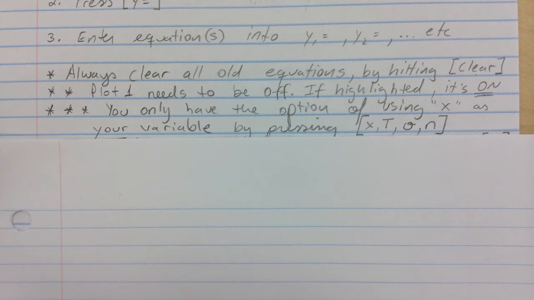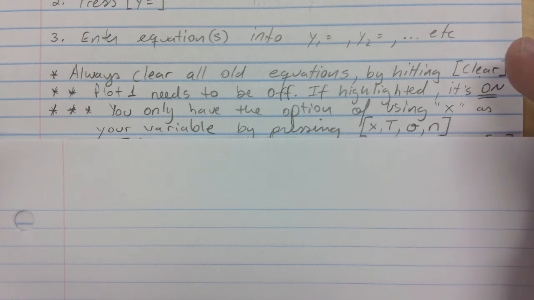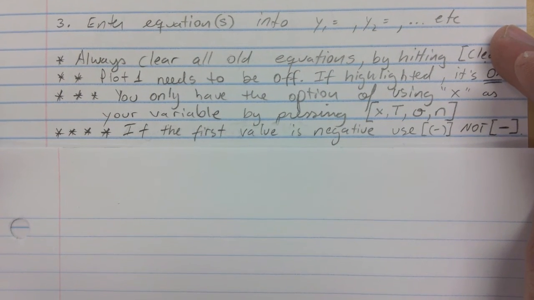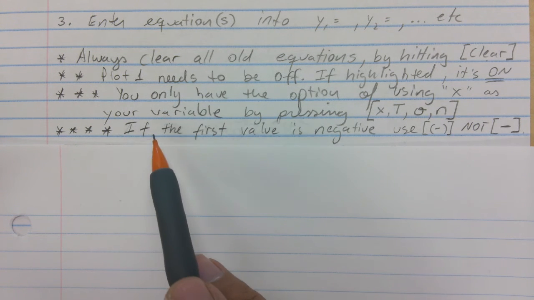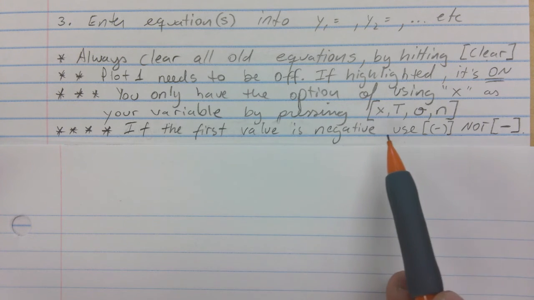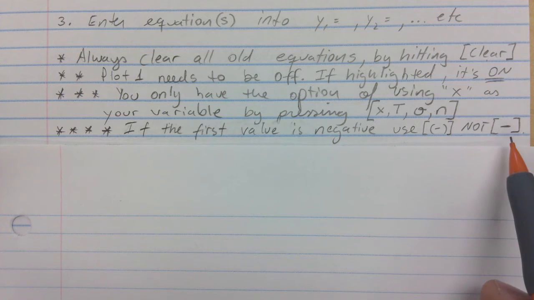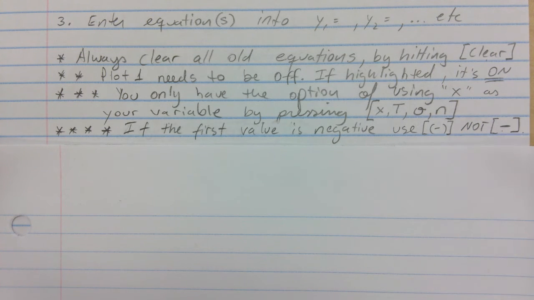So do not think, oh, there's an x there, I'm going to press times on my calculator. That's not a variable for the calculator. You have to press this button if you want to insert an x there. Fourth asterisk is if the first value is negative, we use the negative, not the subtract. Very important, or else it will probably give you a syntax error.